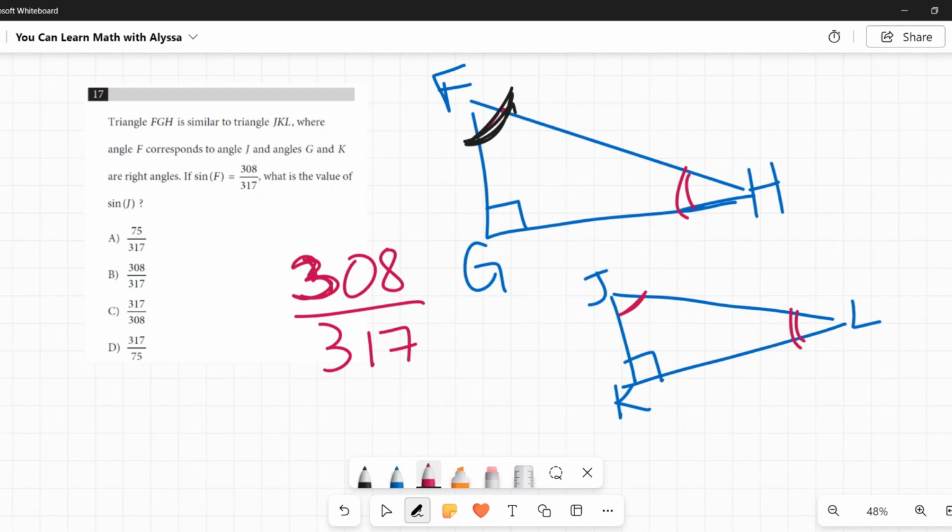But in this particular problem, they're telling you the sine of F, and they want to know the sine of J. It would have been the exact same situation if this had been cosine of F is blah, blah, blah, and then what is the cosine of J? They're the same angle. Their trigonometric identities are the same. 308 over 317. That's B.